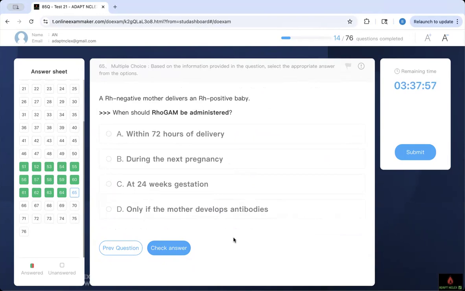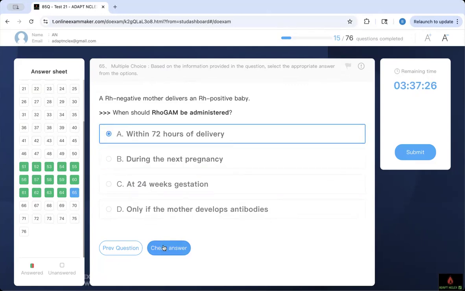Pay attention. Mommy already delivered and the baby is positive, and we know mommy is negative, and therefore we know mommy has antibodies. We've got to prevent further antibody production. So 28 weeks, if you pick it, 24 weeks, if you pick it, is the wrong answer. Mommy already delivered. So are we going back? No, we can't put the baby back. During the next pregnancy, well, do you want her to get more antibodies in the system to become more sensitized? No, within 72 hours.